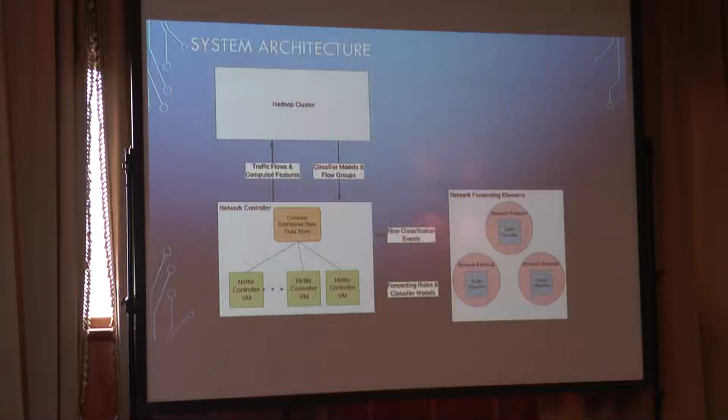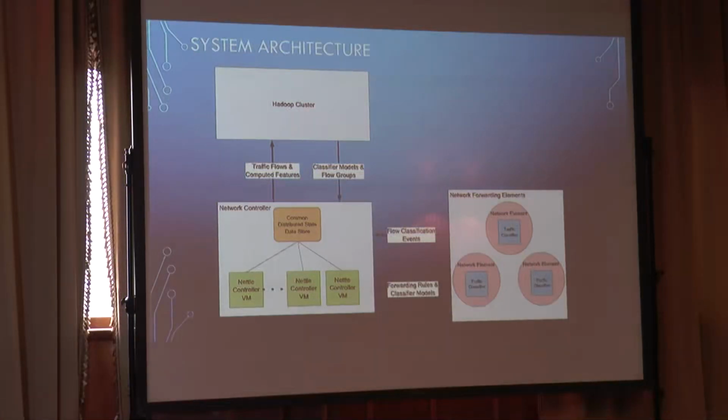So to give you an overview of how our system architecture would look when deployed in a real network, on the right we have the network forwarding elements. They're basically SDN switches that have been enhanced to also have a machine learning traffic classifier associated with them.